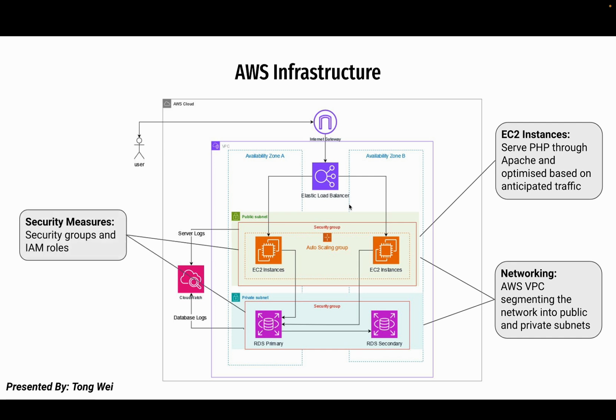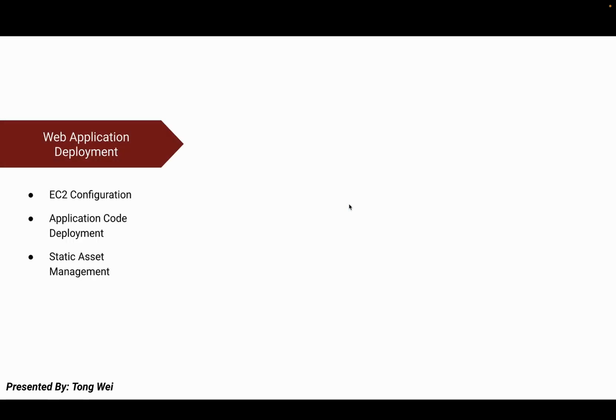For security measures, we have set up security groups to allow only necessary traffic to our EC2 instances. We have also implemented IAM roles to control access to AWS resources, ensuring the least privilege principle. For web application deployment, we have EC2 configuration, where we installed necessary PHP packages and configured the Apache web server. We also set up PHP-FPM to handle PHP requests efficiently.